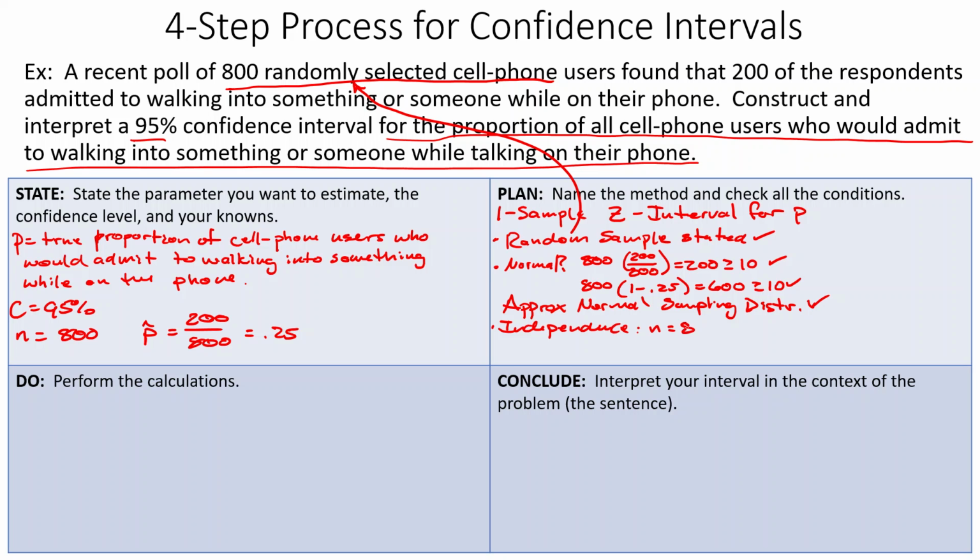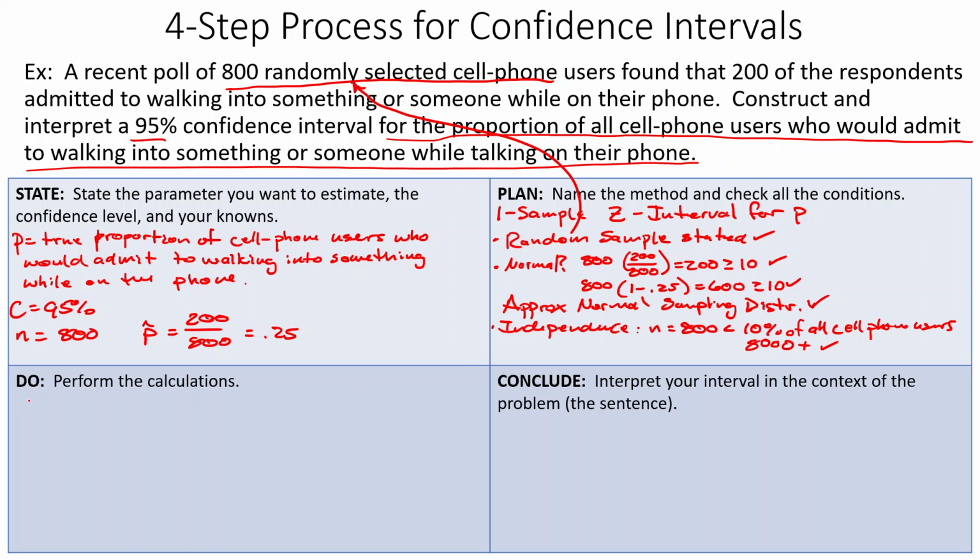And finally, the independence condition. Our n is 800, which is less than 10% of all cell phone users. Right, because that's what we were talking about. That makes sense. There's more than 8,000 of them. That works. All right, so we've checked all of our conditions, so our planning phase is done.